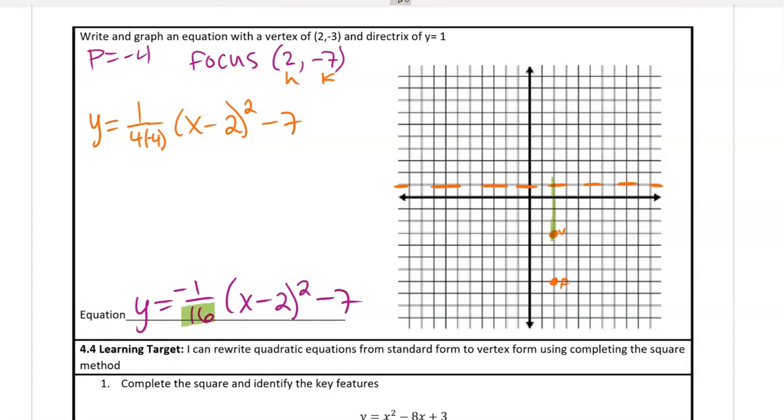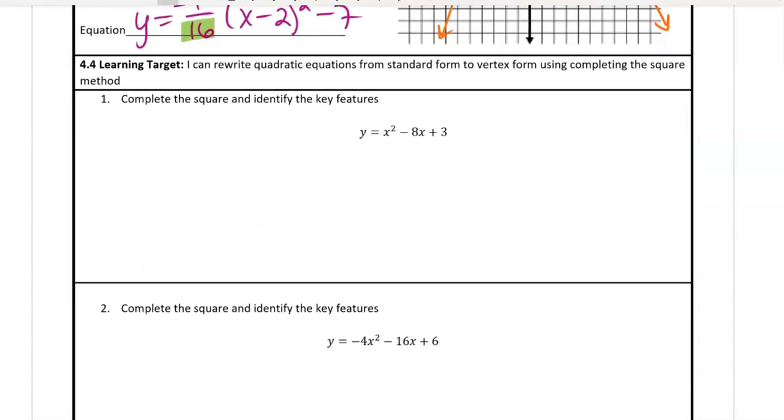We can look at that denominator of 16 and go to the focus, go 8 to the right and 8 to the left. So our parabola goes something like that. All right.